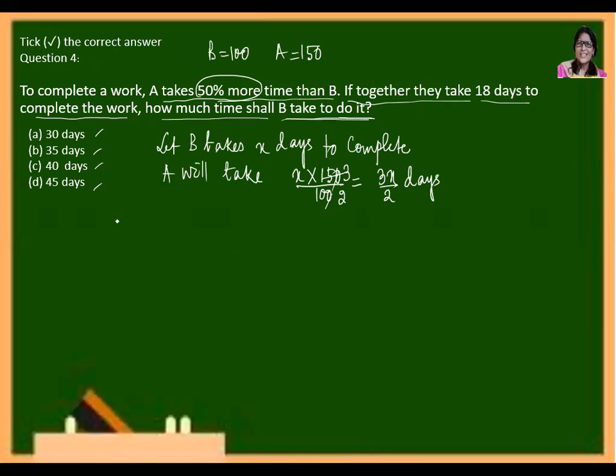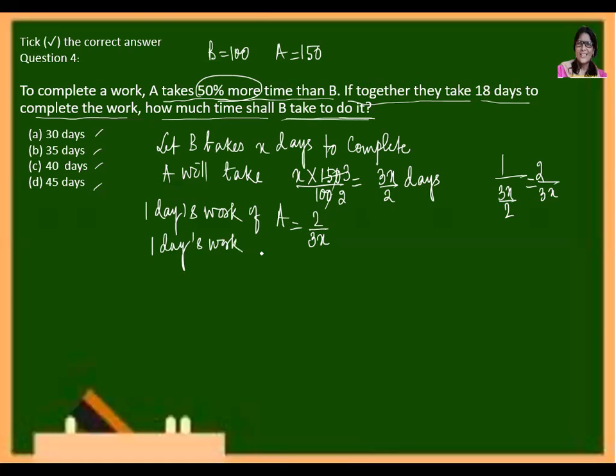So next I'll find 1 day's work of A, which is the reciprocal of 3x by 2. That will be 2 by 3x. Take care of it: 1 upon 3x by 2 is the same as 2 by 3x. And 1 day's work of B, how much will it be? 1 by x.